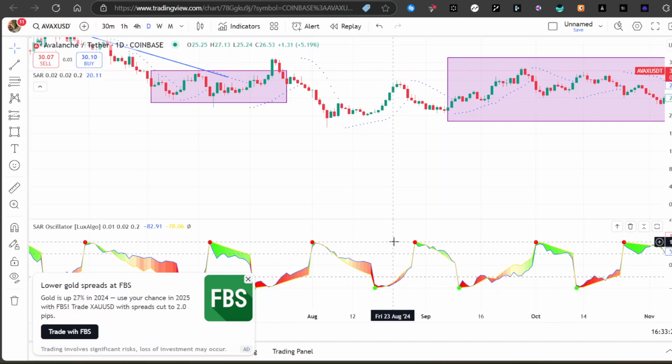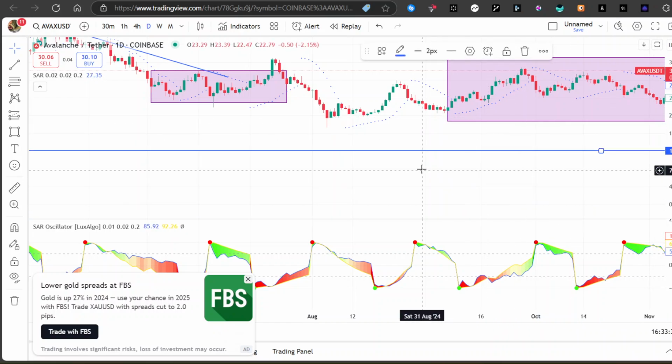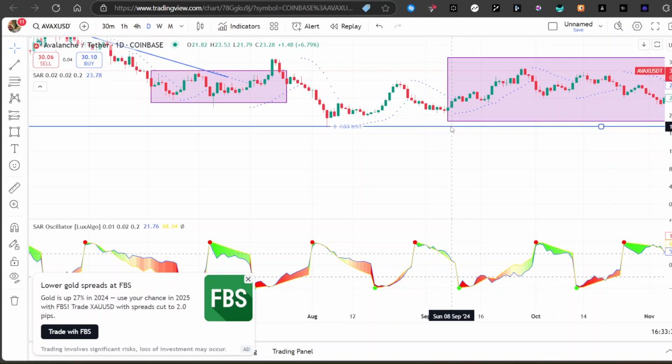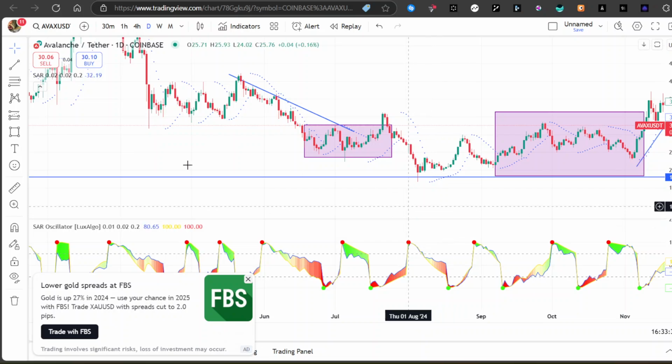Not that it's going to guarantee profit, right? But you can have higher confidence. But in addition to that, always pay attention to your horizontal support and resistance zones, right? They're very important. Pay attention to your trend lines. Always use all those for confirmation. And you can also add other indicators of your choice for confirmation.